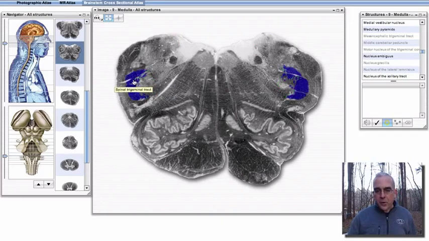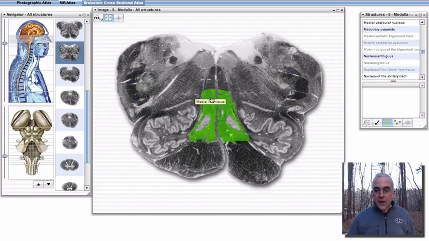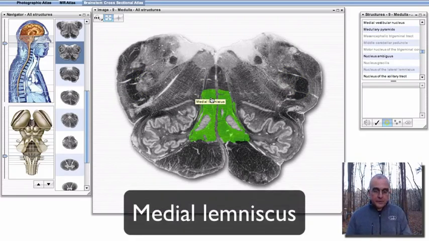Now, I also should point out one important white matter pathway that we'll spend a fair amount of time on when we talk about our mechanosensory systems, and it is a medial ribbon of white matter that sits right on top of the medullary pyramids. It's called the medial lemniscus.